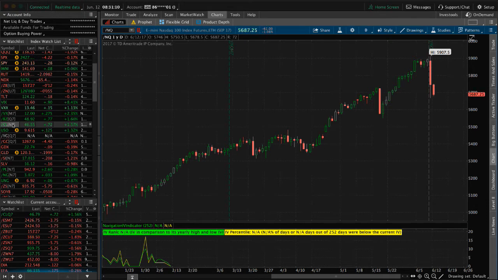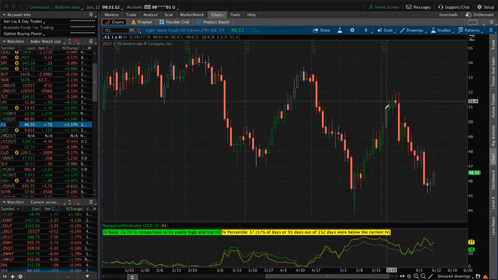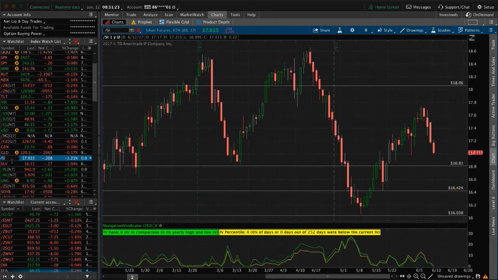Oil up 1.5%. If we take a look at oil, it's had that pretty decent run to the downside. Now we're getting a little bit of a pop back up. Look at gold. Gold's down just slightly. Silver down over 1%. Take a look at silver. You can see it's starting to come down.